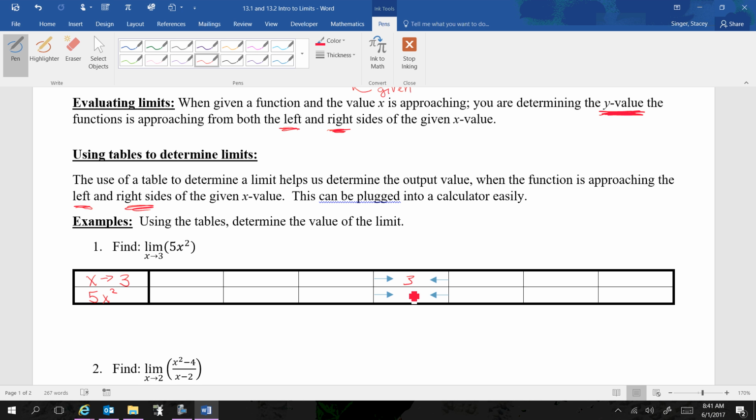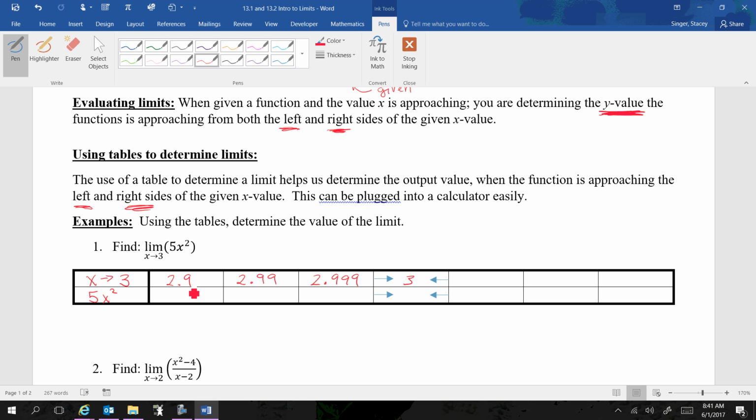I want to figure out values that are really, really close to 3 on the left side and the right side. So if I was looking on the left side, what's a number that's really close to 3 that's below it? Because the left side would be below. 2.999, can we say? And then make it a little bigger, 2.99, and then 2.9. Because you want to see exactly where it's going, so you want to use smaller decimals.